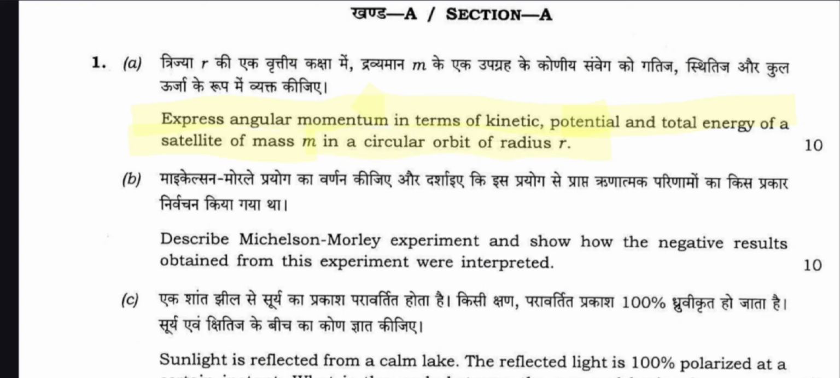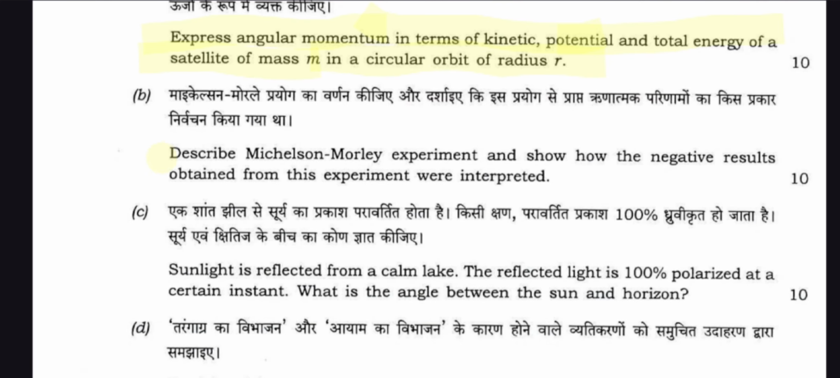This is the first question. And second is describe the Michelson-Morley experiment and show how the negative result obtained from this experiment was interpreted. And C, sunlight is reflected from a calm black. The reflected light is 100% polarized at a certain instant. What is the angle between the sun and horizon? So horizons and verticals.